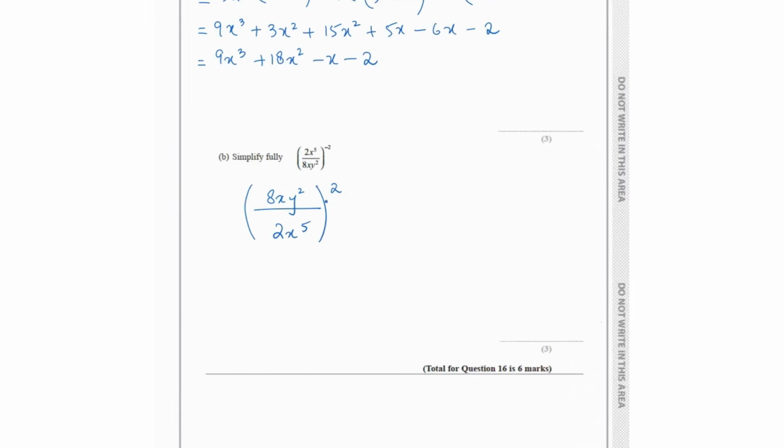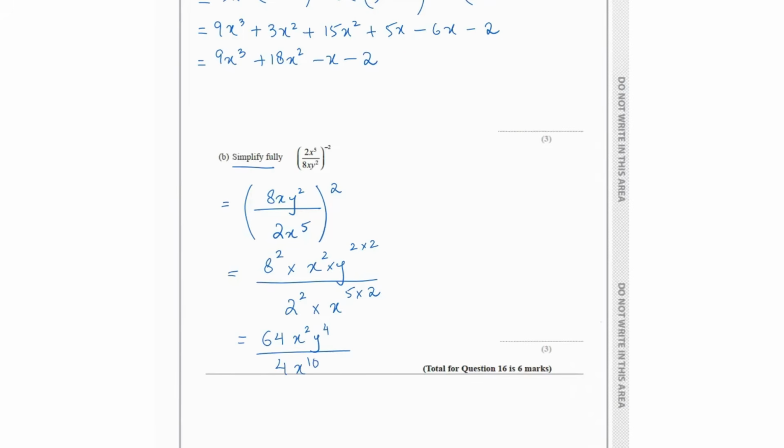Now that the power is positive, we know that when there's a power inside the bracket and outside the bracket, we multiply the powers. That's one of the rules of indices. Remember that the power gets distributed on the coefficient as well, not just the variable. So it's going to be 8 squared times x squared times y to the power of 2 times 2. Then 2 squared times x to the power of 5 times 2.